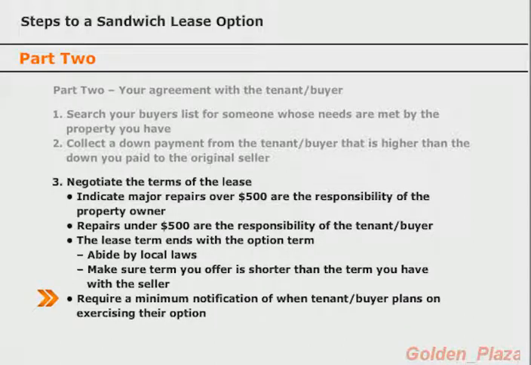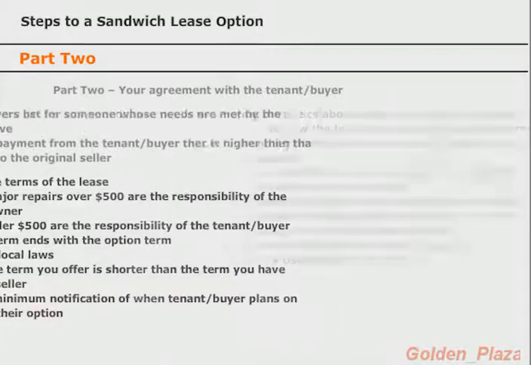Along with this is to include a minimum notification time the tenant buyer has to abide by when they want to exercise their option. For example, you may require the tenant buyer to give you 2 months' notice before they plan on exercising or renewing the option.